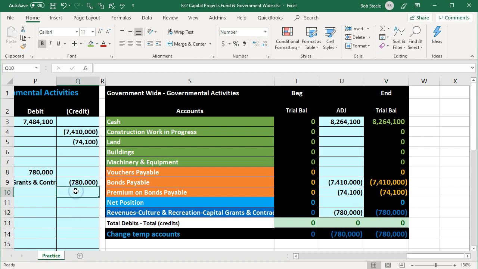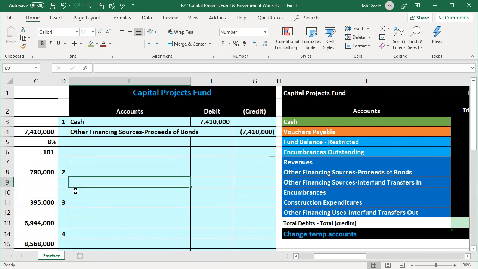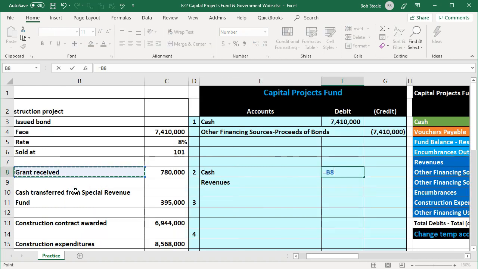Now let's record this in the capital projects fund. In essence, it's the same thing, because we're basically recording the receipt of cash, and cash is fairly straightforward. We're going to say cash is going to go up for the amount received. So cash is increasing, and the other side is going to be some type of revenue account. So we're going to say this equals the revenue. Cash is going to go up, equal once again to the 780. That's going to be the debit, and that's going to be the credit.